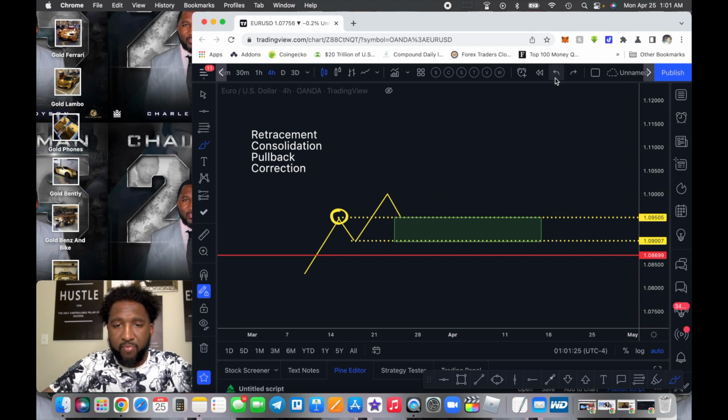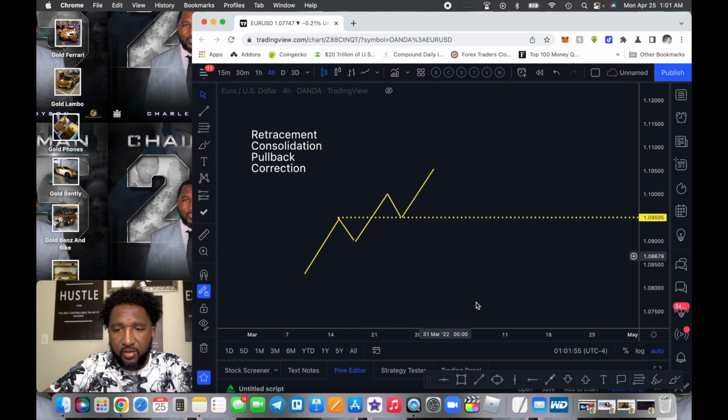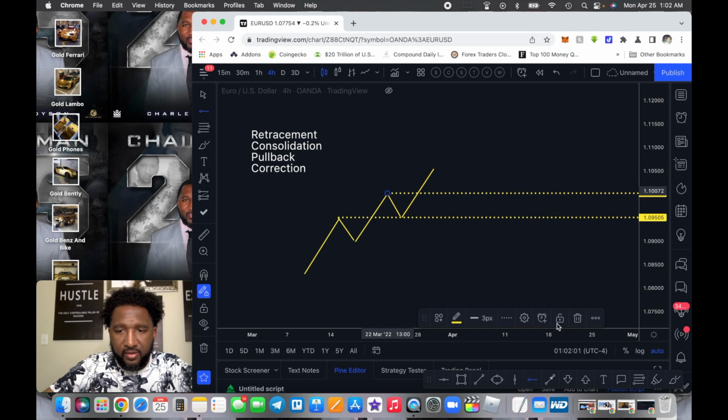But anyway, back to the topic at hand. So, watch this. Now that you know that, let's clean this up a little bit. What happens next? The market makes another impulsive move up. Now what? So now this is a new area of resistance right here.